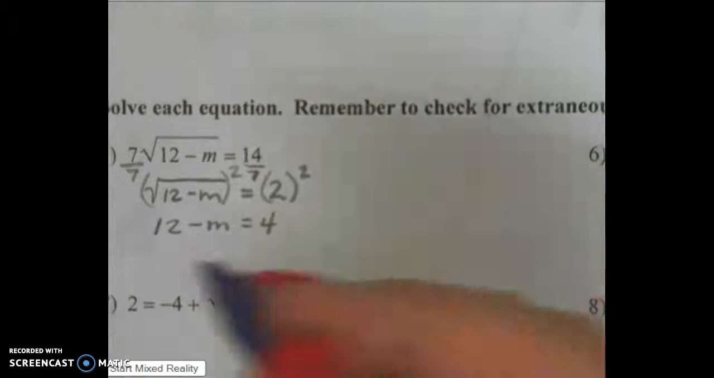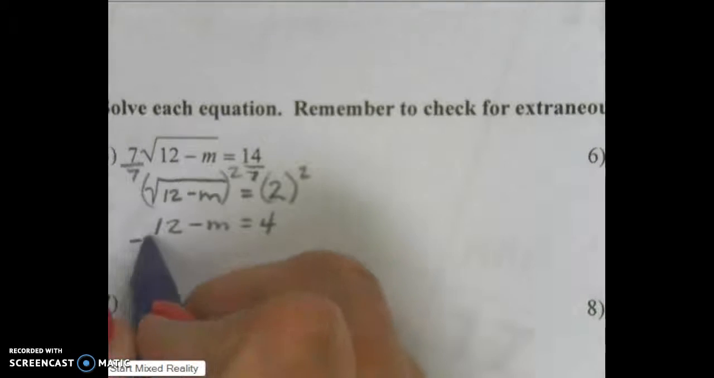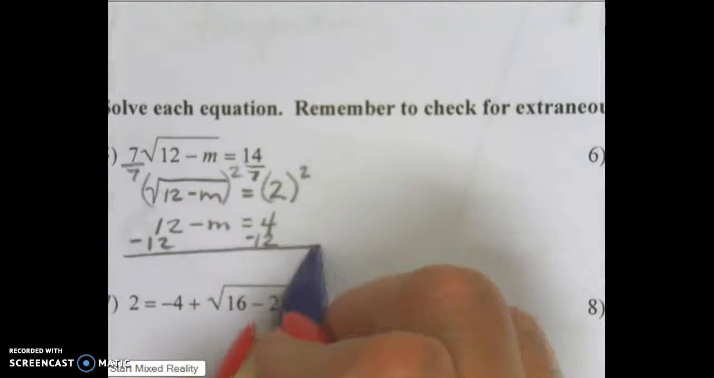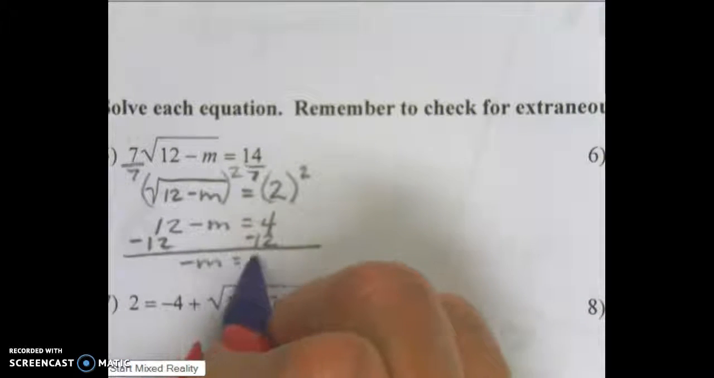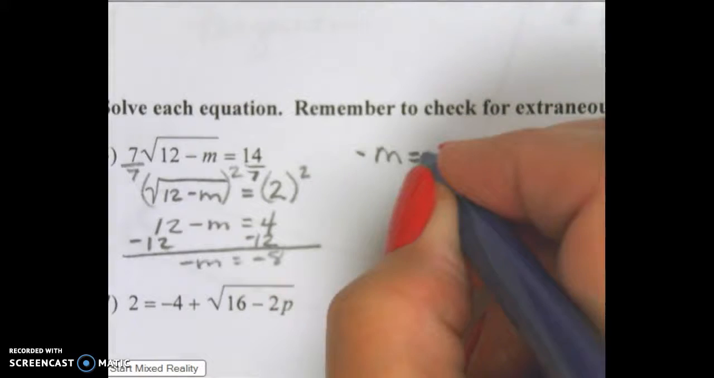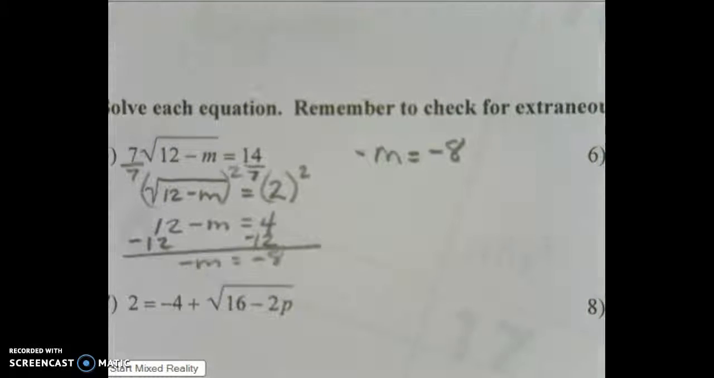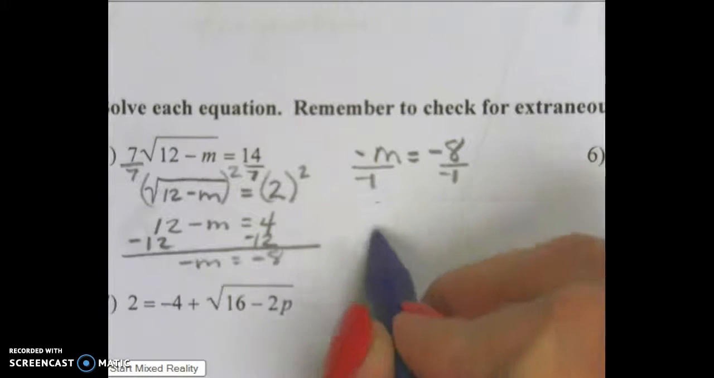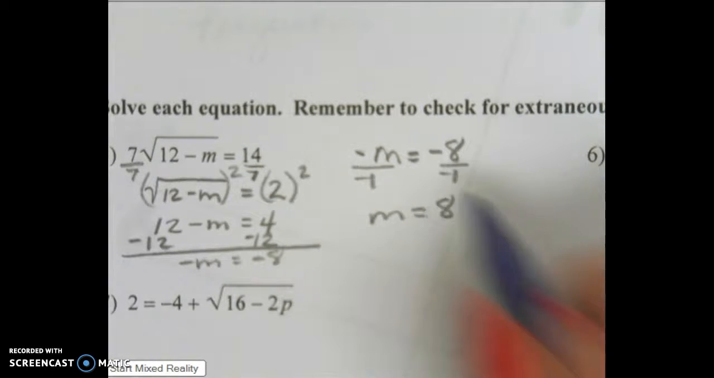So now I need to subtract my 12. Negative m is equal to negative 8. Let me rewrite that over here to the side. I've kind of run out of room. And I have to finish solving that by dividing by negative 1. So that m equals 8.